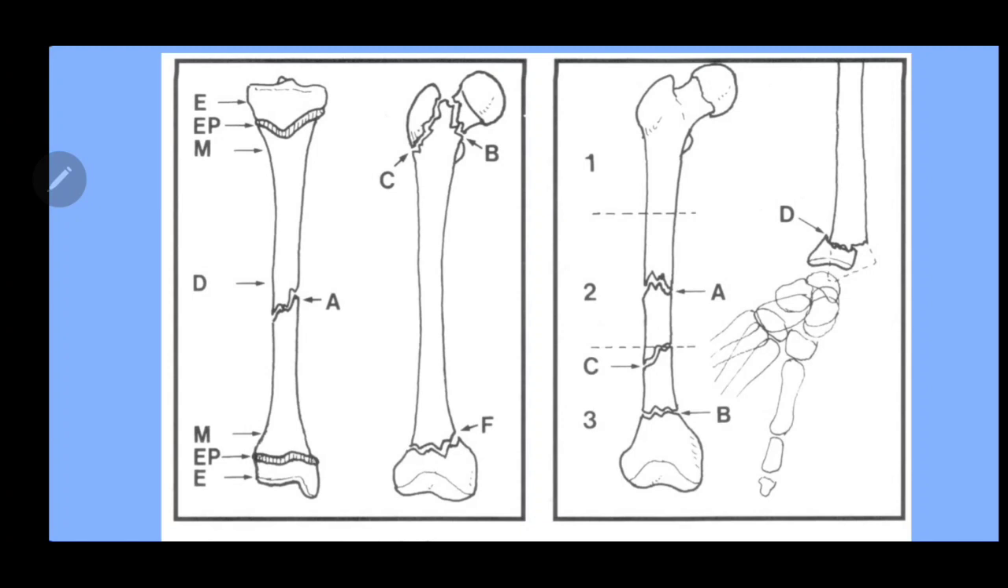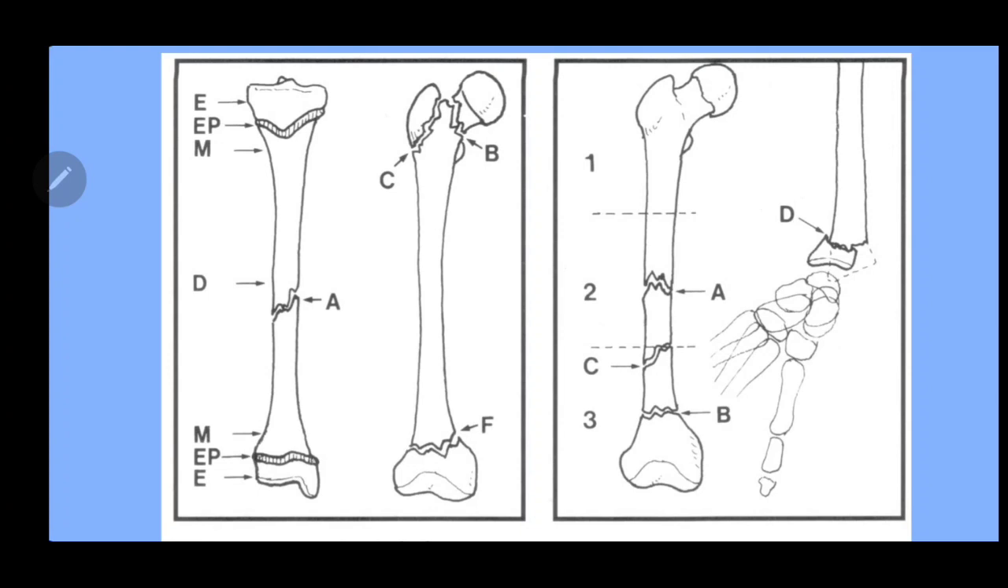Another important factor is the age of the patient. As we know, for young patients, children, fracture healing is very quick, and for old patients, it may take much more time. The next thing that we should consider is the pattern of the fracture. If the fracture is transverse, oblique, spiral, or comminuted, that can affect our choice of fracture management.